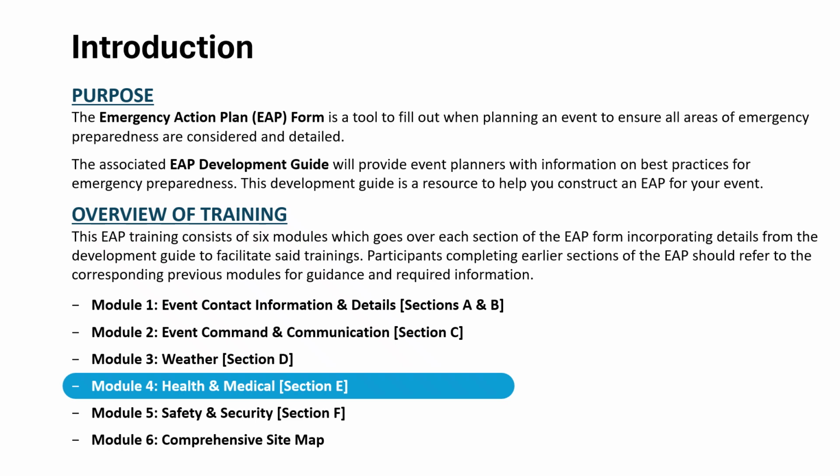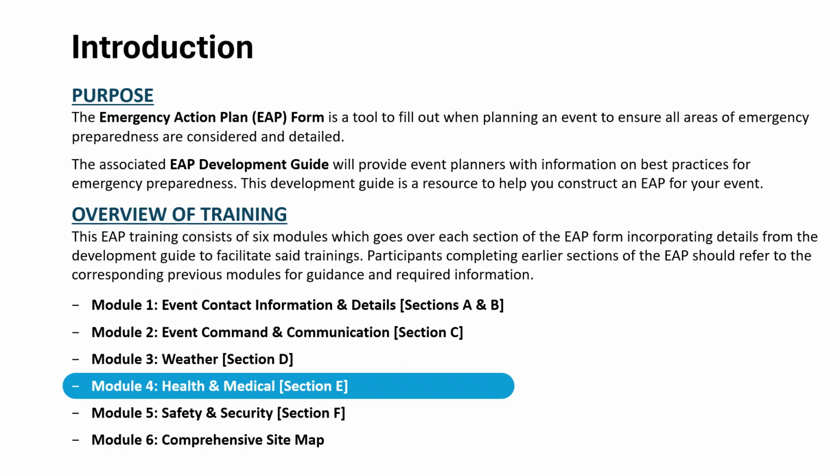This EAP training consists of 6 modules. Module 1, Event Contact Information and Detail, Sections A and B. Module 2, Event Command and Communication, Section C. Module 3, Weather, Section D. Module 4, Health and Medical, Section E. Module 5, Safety and Security, Section F. And Module 6, Comprehensive Site Map.